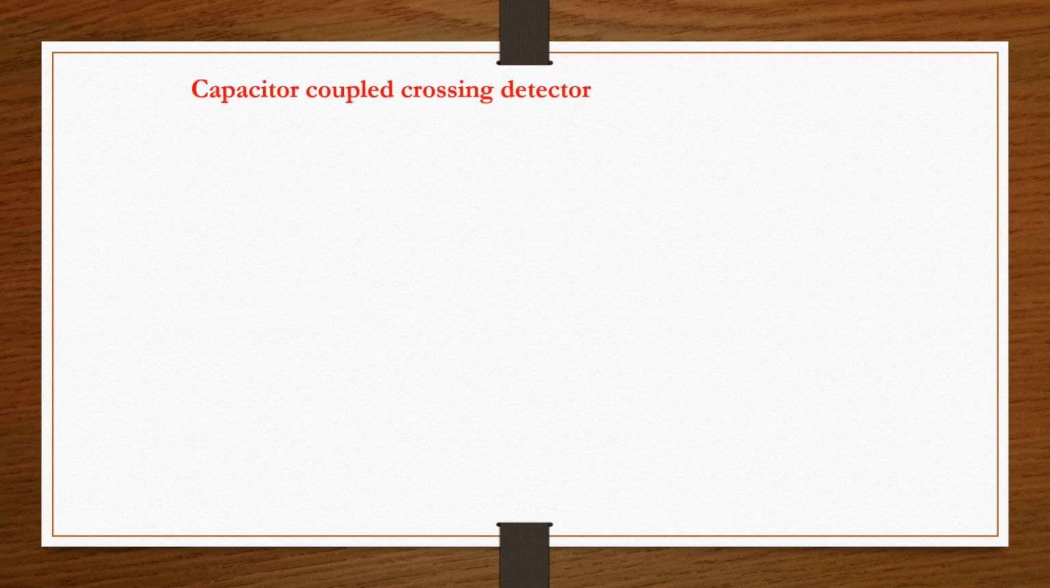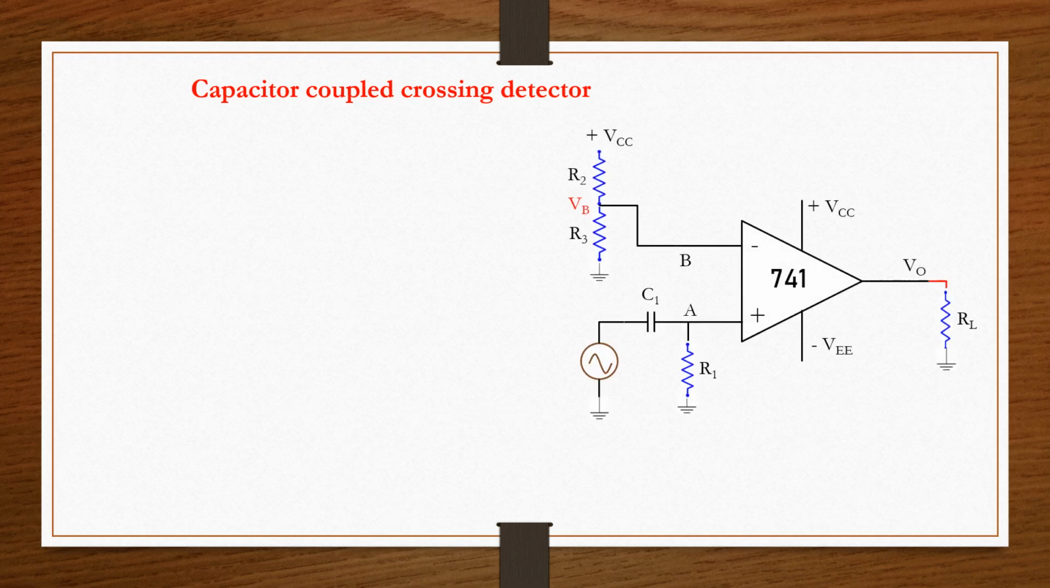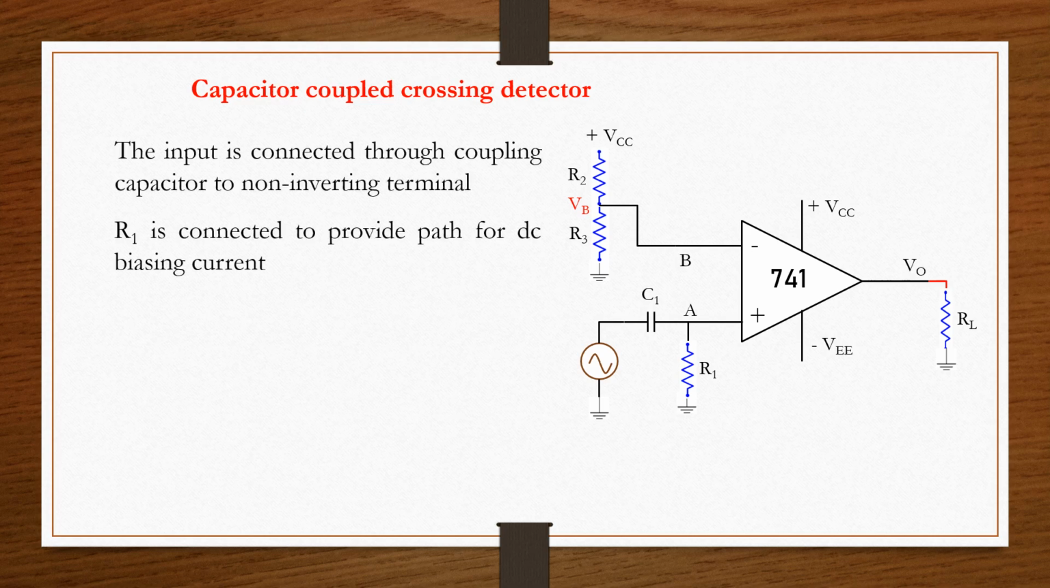The third type of the zero crossing detector is a capacitor coupled crossing detector. Here we don't call it a capacitor zero crossing detector, but a capacitor coupled crossing detector. In this case, the non-inverting terminal of the op amp is connected to ground through R1, and input Vin is connected using the coupling capacitor C1 to the non-inverting input. The resistance R1 is required to provide the path for the DC biasing current.